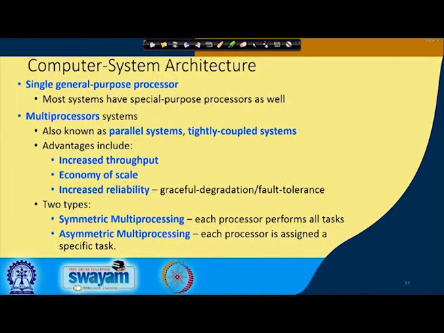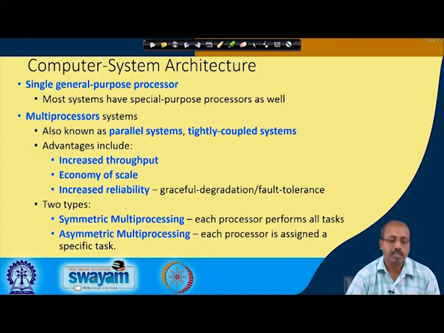Operating system design is often influenced by the underlying computer system architecture. So, architecture may have some features, and we want to exploit them for proper benefit from the system. If the operating system does not exploit those features, then of course, as an end user, we cannot get facilities from that architecture. If you look into the computer system architecture, it can broadly be classified into a few classes.